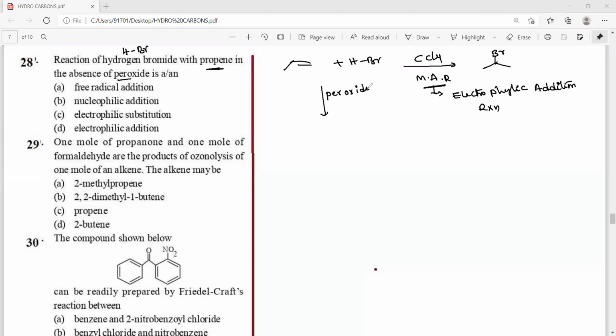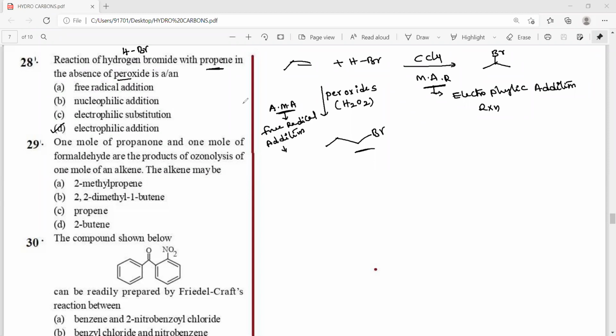Now, in the presence of peroxides, the peroxide effect is only possible with HBr. Peroxides like H2O2 or benzoyl peroxide, whatever you take, then it is an anti-Markovnikov addition reaction. This anti-Markovnikov addition is a free radical addition reaction, also called the peroxide effect or Kharasch effect. Then the product is 1-bromopropane, but in the absence of peroxide the reaction is an electrophilic addition reaction. So option D is correct.